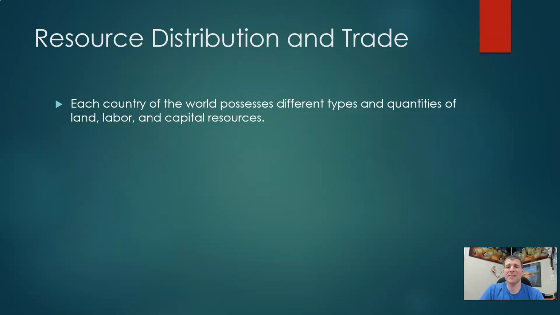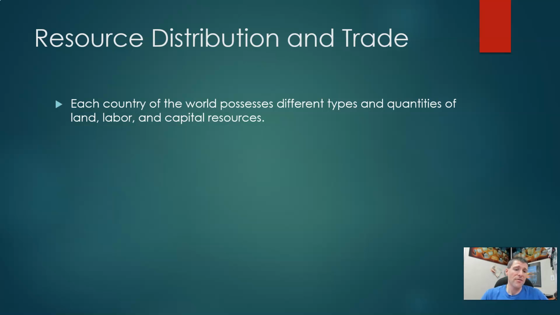But the reason nations trade is because every country, no matter who they are, wants different resources. Remember that whole scarcity problem? Limited resources satisfy unlimited wants. Well, this is what leads us to trade, because each country has different types of resources: land, labor, capital, entrepreneurship, so different natural resources, different types of labor, different man-made resources.